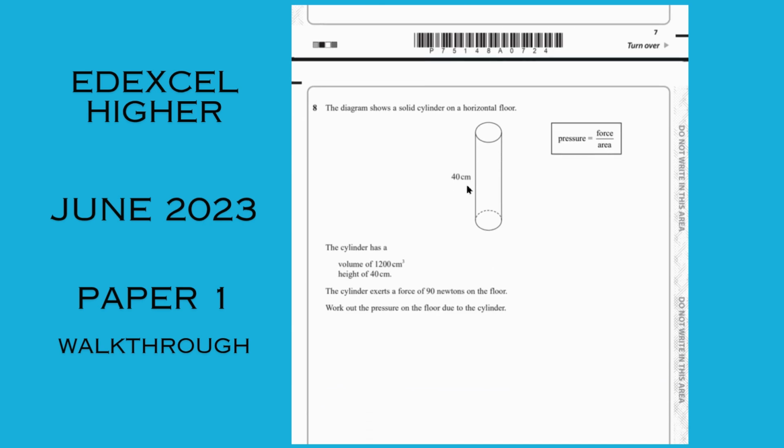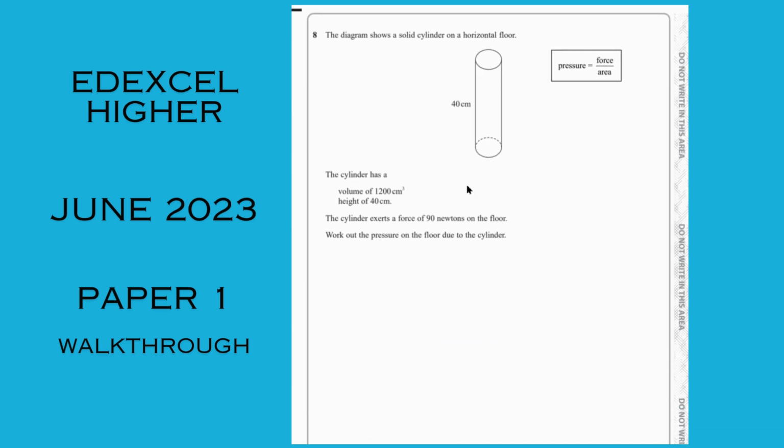Number 8, pressure, force, area. So you've got the formula. Let's see what it's given us. It's given us the volume. It's given us the height. It hasn't given us the area.